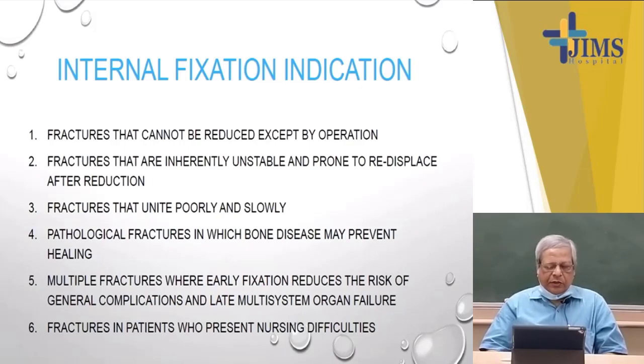Or multiple fractures, where early fixation reduces the risk of general complications and late multisystem organ failure. Suppose in traction treatment, conservative treatment, for trochanteric fractures of femur, the patient has to lie in bed for 2.5 months at least, 10 weeks. Ten weeks lying in bed causes several problems. One is deep vein thrombosis, DVT, and pulmonary embolism that may cause death.